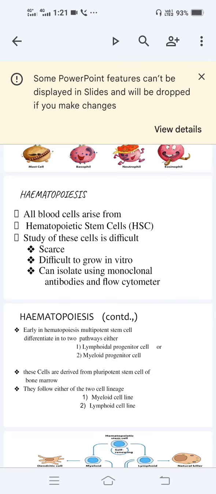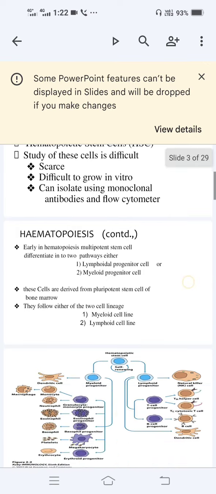Hematopoiesis. All blood cells arise from hematopoietic stem cells. They are scarce and difficult to grow in vitro, but can be isolated using monoclonal antibodies and a flow cytometer.